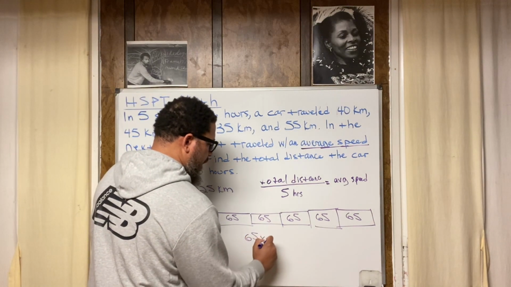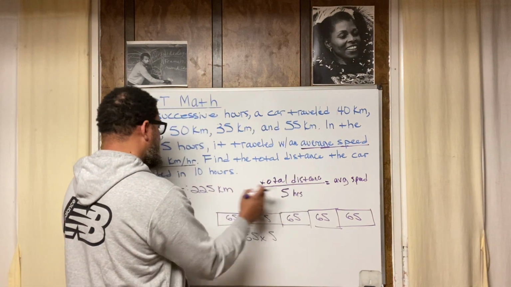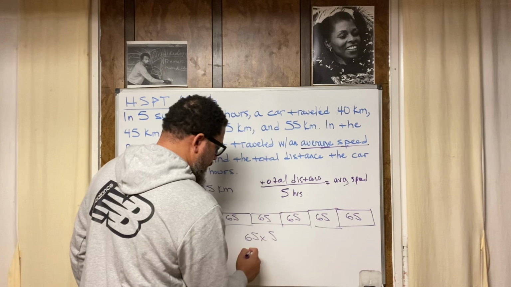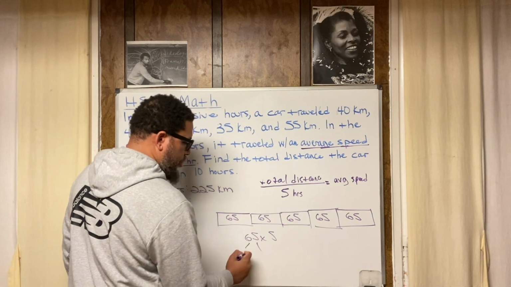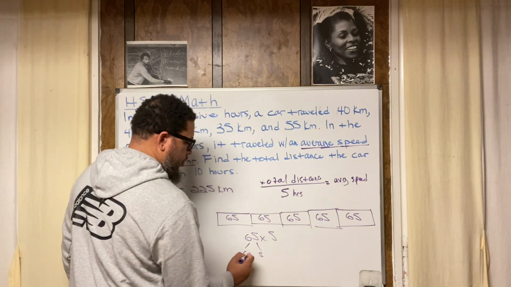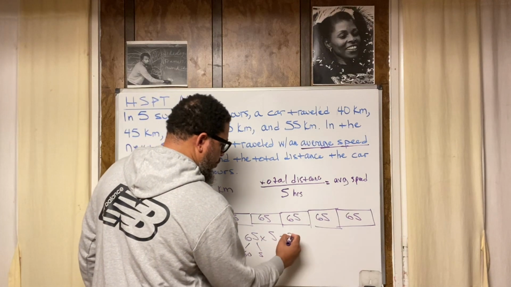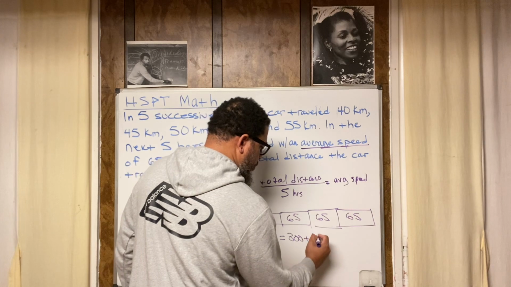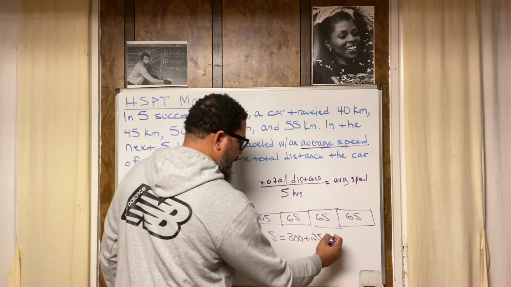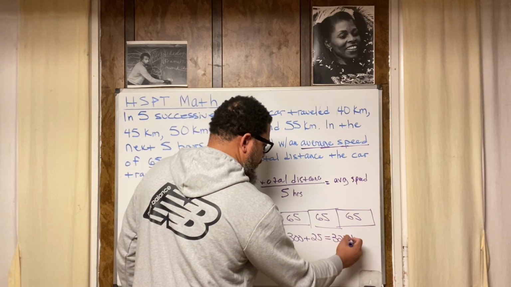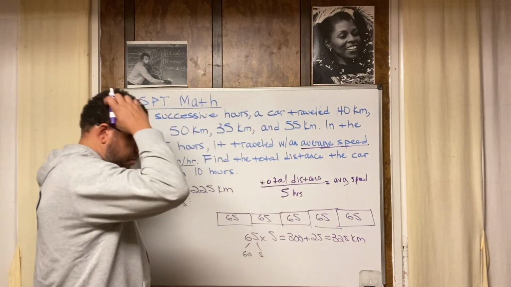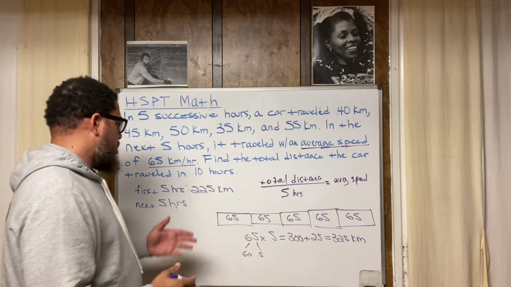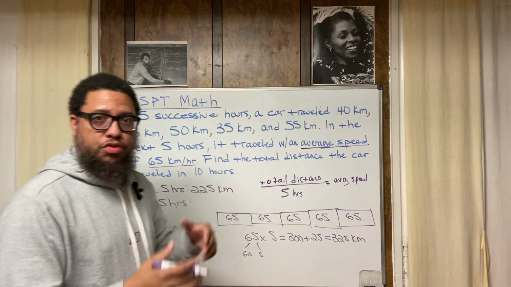So 65 times 5 is going to give us our total distance for the next 5 hours. Now, 65 times 5. What I would do is this. Decompose 65 into 60 and 5. Do 60 times 5, which would be 300, plus 5 times 5, which would be 25. 300 plus 25, 325 kilometers. So in the second 5 hours, that car drove 325 kilometers.